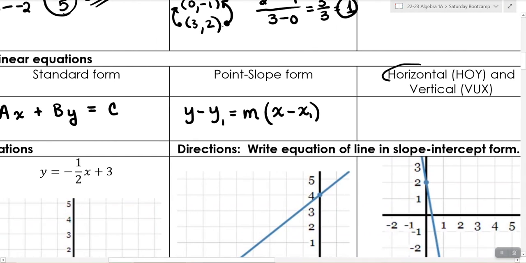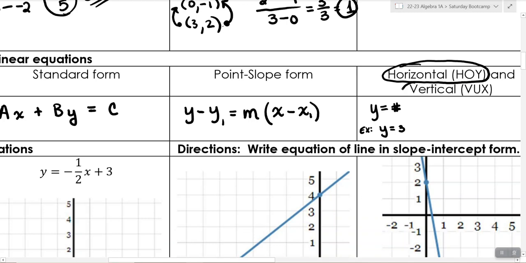Horizontal lines. This is the acronym to help you remember horizontal lines, HOY. Horizontal lines have 0 slope, they start with a Y. So if you see Y equals a number, that means it's horizontal. An example would be Y equals 3. It's a horizontal line that goes through Y equals 3, and it has a slope of 0. Horizontal lines are basically like walking straight on the ground with no slope.